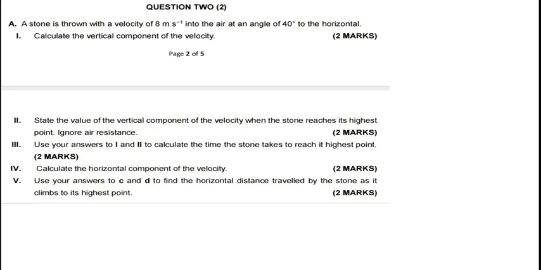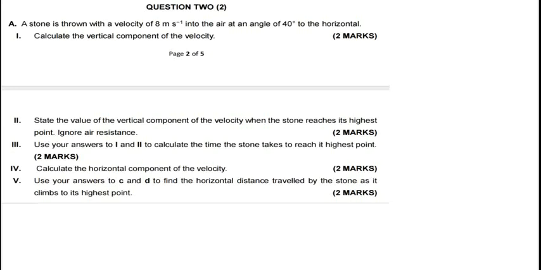In this video we are going to continue looking at projectile motion. So we have question 2 now, which is saying a stone is thrown with a velocity of 8 meters per second into the air at an angle of 40 degrees to the horizontal. Calculate the vertical component of the velocity. Now, before we even read the question, I think it's important for us to know which case we are dealing with.